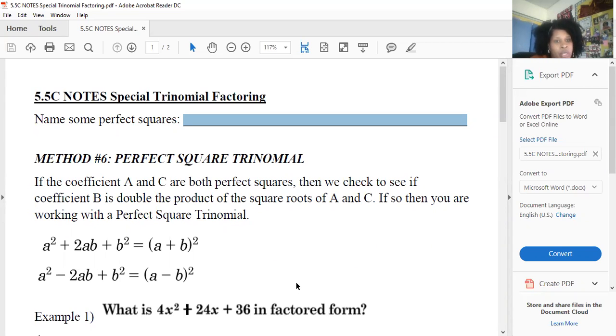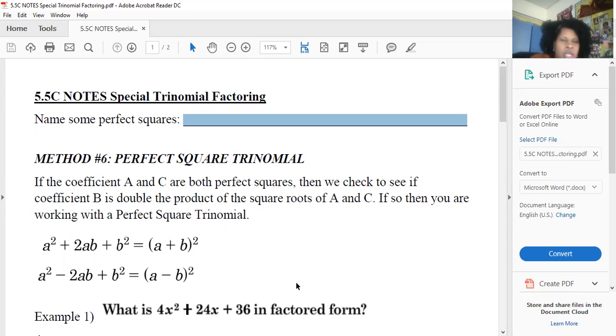So a perfect square is the product of a number times itself. Okay. So 2 times 2 is 4, so 4 is a perfect square. 3 times 3 is 9, so 9 is a perfect square. So think about what are some more perfect squares. All right.